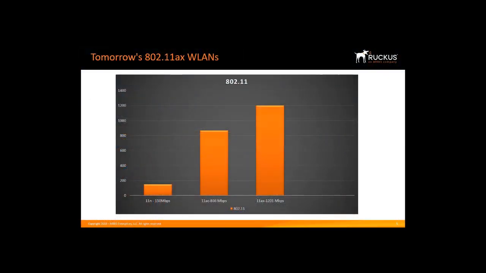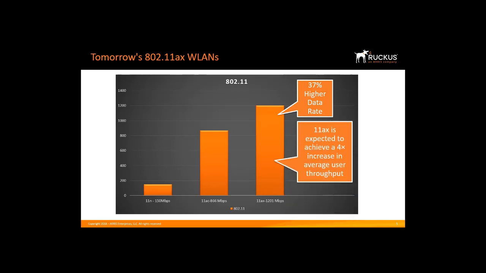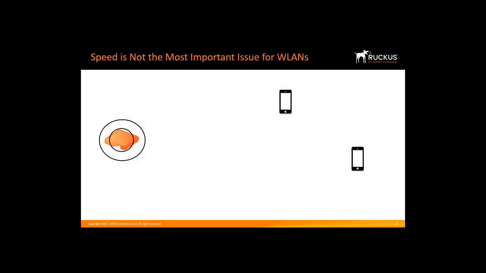For 802.11n, the maximum theoretical speed was 150 megabits per second per stream. 11AC increased this to a theoretical speed of 866 megabits per second per stream, which was over a 6-fold increase. 11AX will increase the speed up to 1201 megabits per second, which is faster, but not the 6-fold increase like 11N to 11AC. Though the nominal data rate is just 37% higher than 11AC, the new amendment is expected to achieve a 4 times increase to the average user throughput due to more efficient spectrum utilization and improvements for dense deployments. Better speed is not the most important issue.